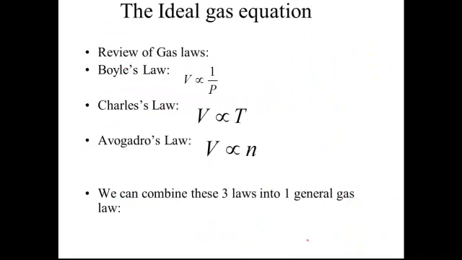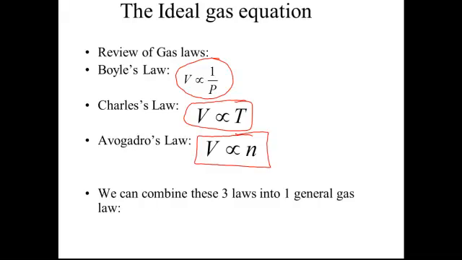Now, what all of this leads to is basically our final law. So Boyle's law, as we know, is the relationship between volume and pressure. When one goes up, the other goes down. Charles' law tells us about volume and temperature, and Avogadro's law tells us about volume and moles.